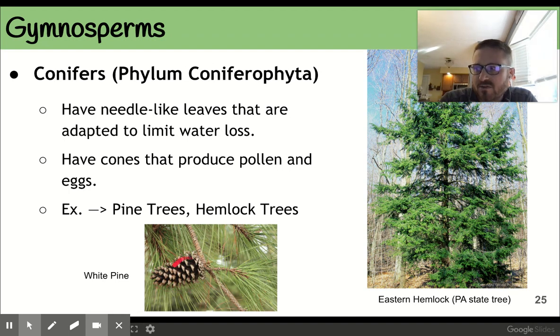It's a seed cone. The pollen cones are a lot smaller, and they have a goldish appearance to them because they are covered in pollen. This is the type of pollen that gets all over your windshield, all over your porch at home when they start releasing their pollen.